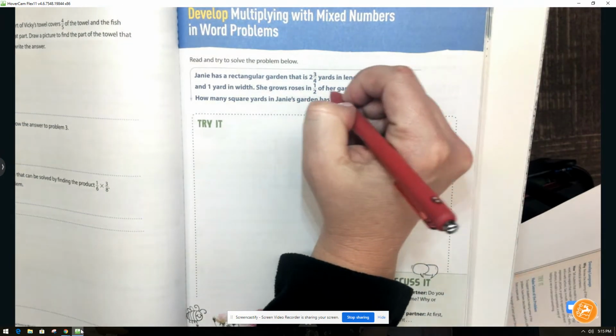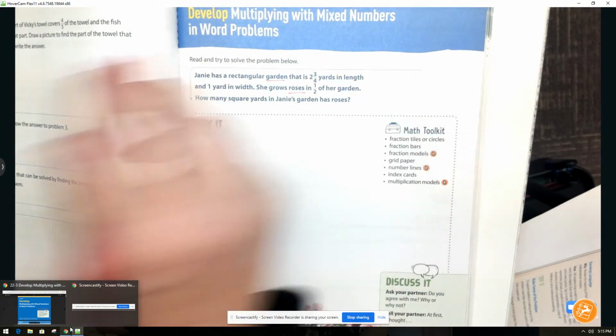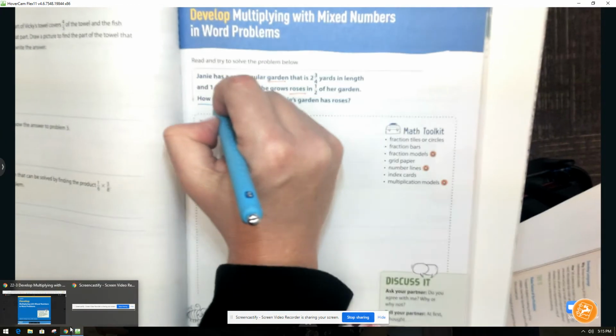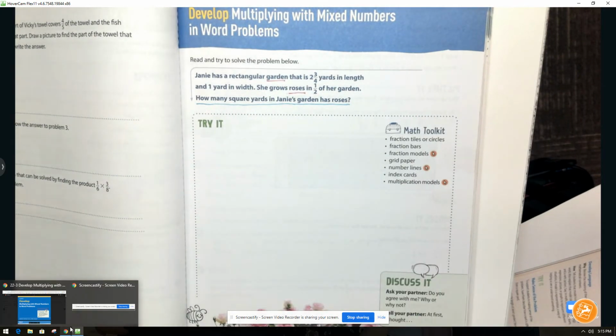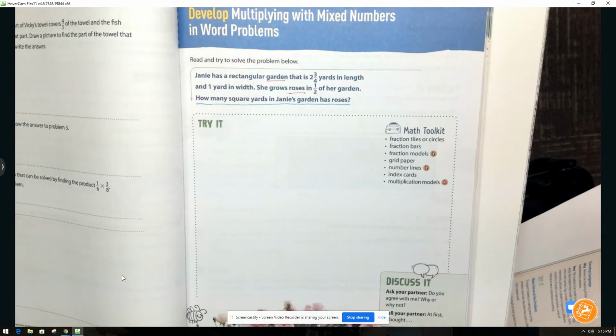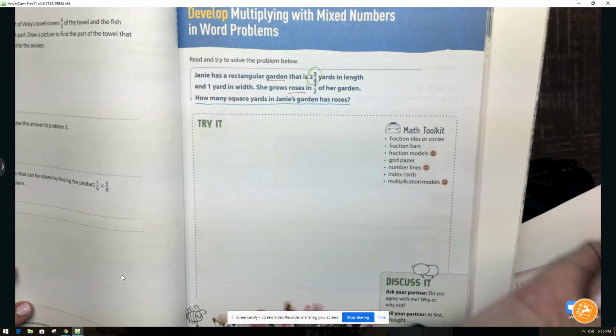So what are we talking about? We're talking about a garden with roses. We want to know how many square yards in Janie's garden has roses. And then the important information is that we have a garden that is 2 3/4 yards in length, 1 yard in width, and that half of the garden is covered in roses.